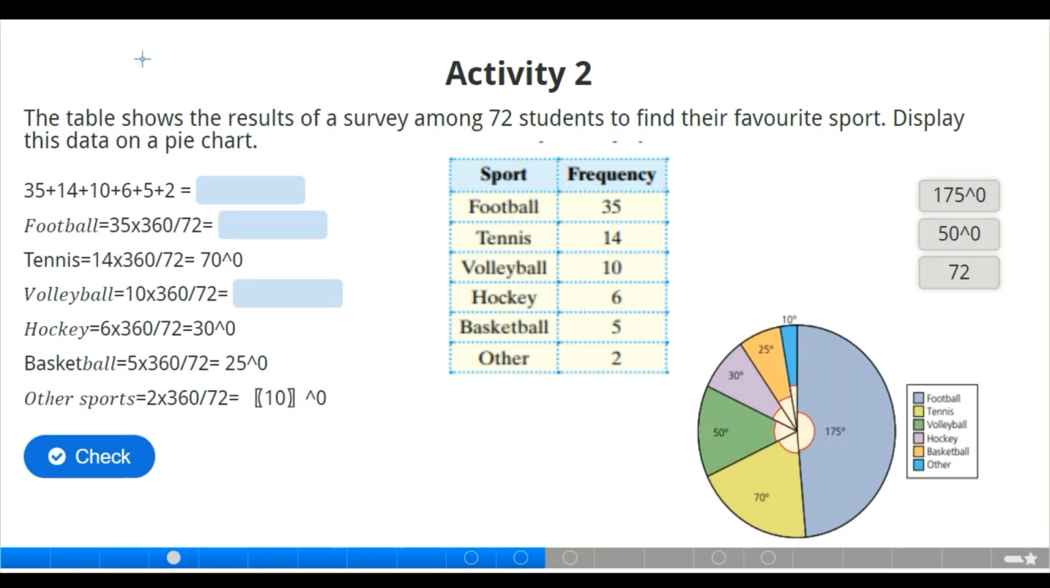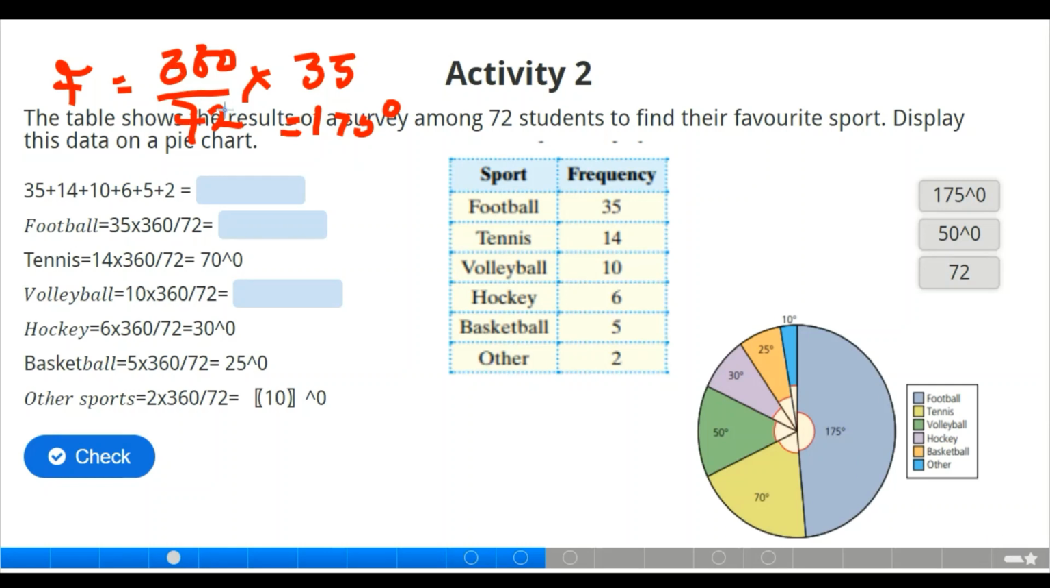So first and foremost, for football, I represent it with F. It's going to be 360 divided by 72, then multiplied by 35, which is the number of students that actually like football. So by the time we calculate that, that is going to be 175 degrees. Okay, so let's calculate and let's see what we have.